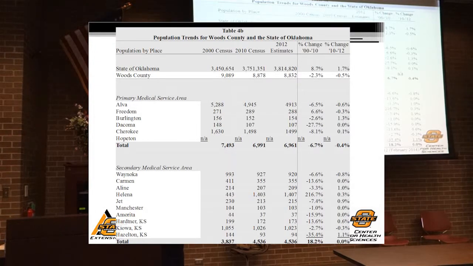So you can see the trends for Oklahoma. Woods County, slight decrease from 2010 to 2012. The city of Alva, decrease of 6.5% from 2000 to 2010, and then less than a 1% decline from 2000 to 2012.